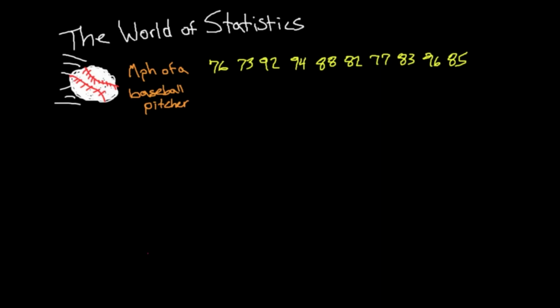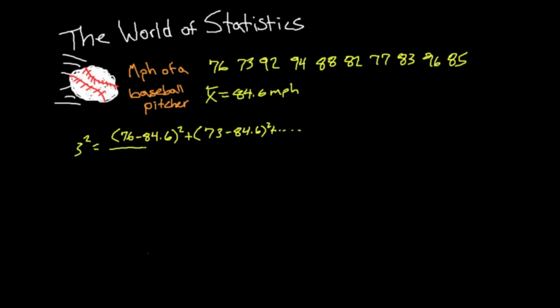So let's say that this is our sample of pitches of an MLB pitcher, and we want to find the variance. So first we need to find our x bar value. So our x bar value is equal to 84.6 miles per hour. And then once we know our sample mean, we can calculate our variance. So let's use the first formula. Formula 1, s squared is equal to 76 minus 84.6 squared plus 73 minus 84.6 squared, etc., etc. Then we're going to divide by n minus 1, which would be 9.